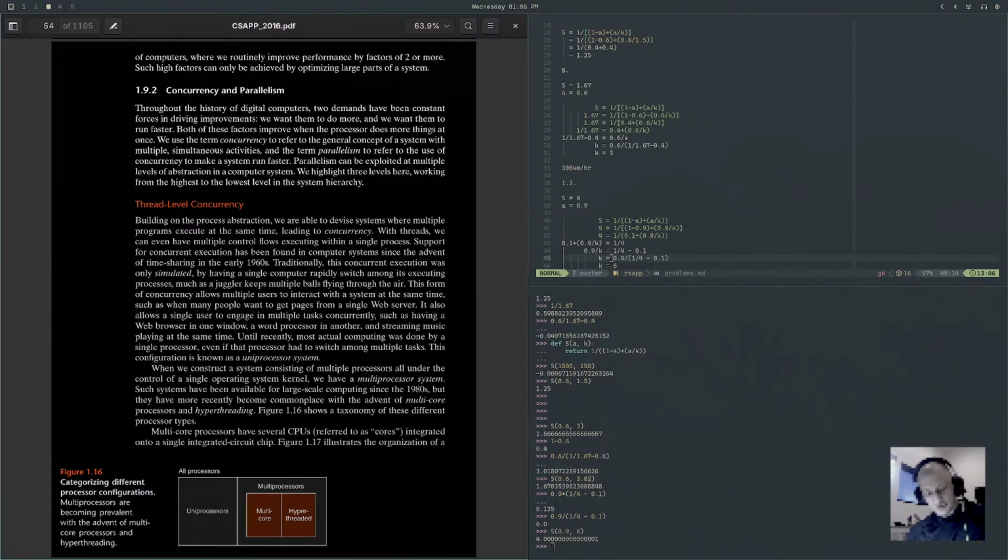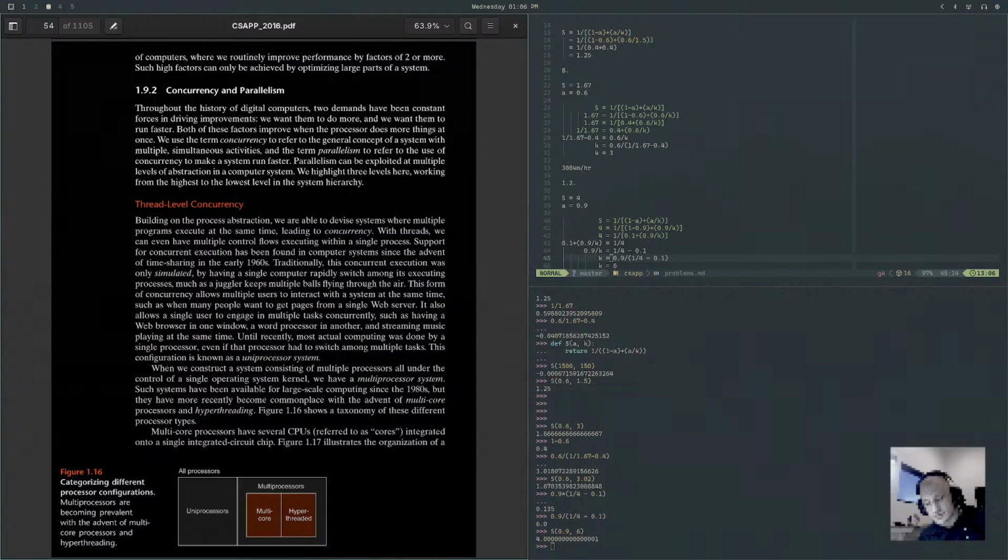It also allows a single user to engage in multiple tasks concurrently, such as having a web browser in one window, word processor in another, and streaming music playing at the same time. Until recently, most actual computing was done by a single processor. Even if that processor had to switch among multiple tasks, this configuration is known as a uniprocessor system. So that's kind of what I grew up on.